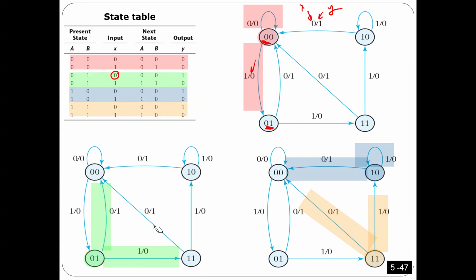So the next one here, if I'm in state 0, 1, and x is 1, I'm going to go from 0, 1 to 1, 1. This is exactly what I did here, from 0, 1 to 1, 1. This happens with x and 1. Just copy x and 1. That's it.